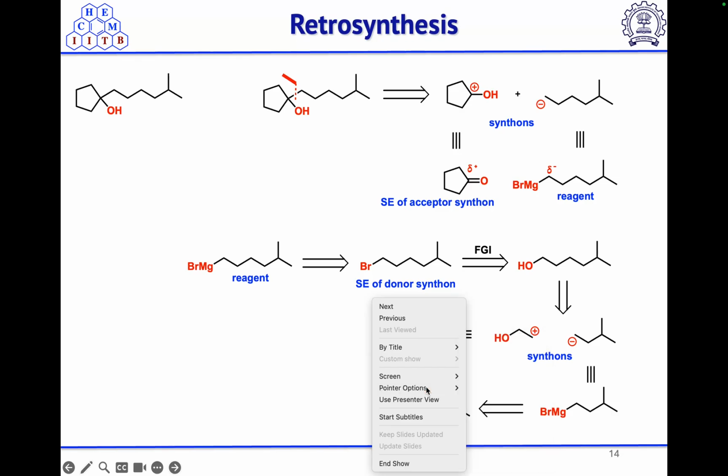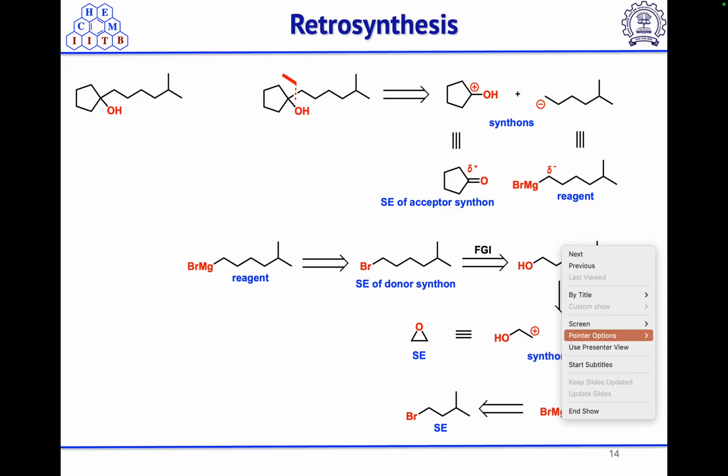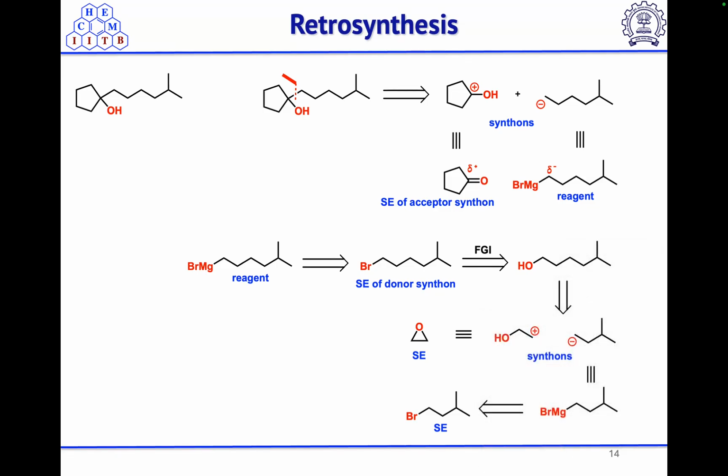Slides are visible, right? So now, how can we get this alcohol compound? If we do this C-C disconnection, and think about this C-C bond disconnection, this is delta positive and this is delta negative. That means this is positive and this is negative, so we can get these synthons.